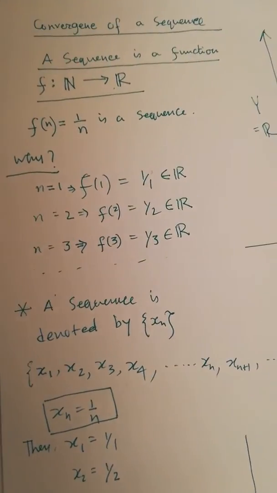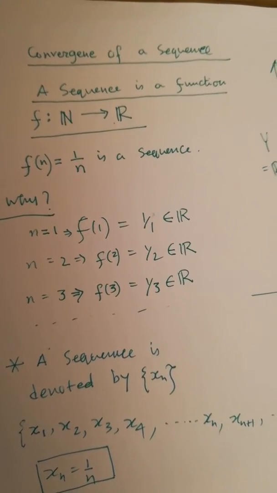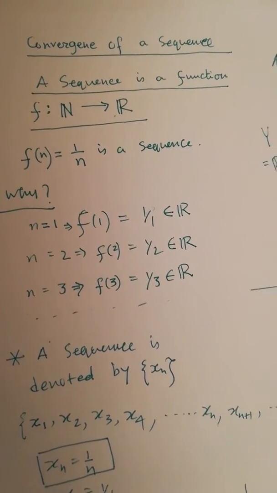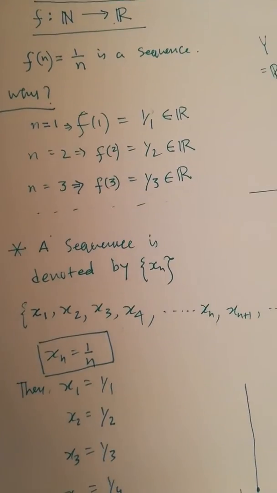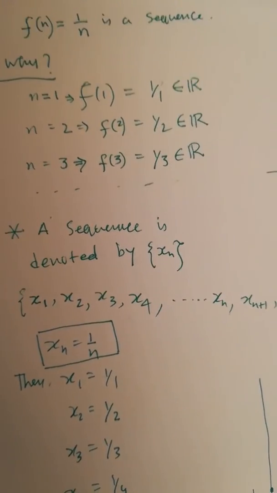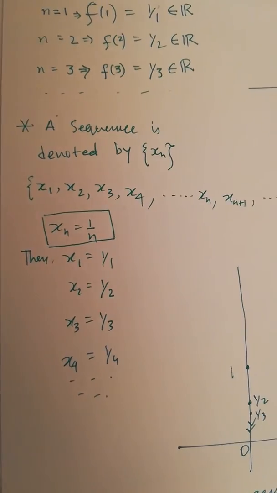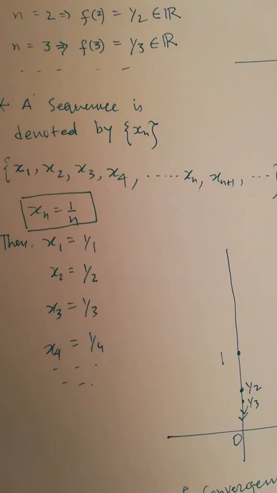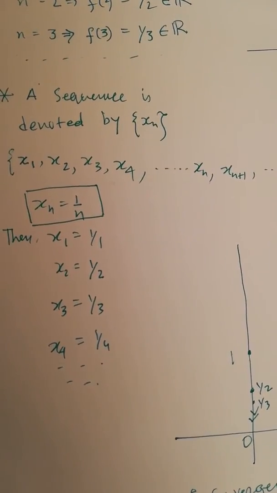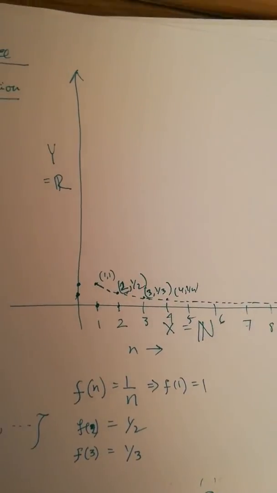The easiest and most discussed sequence is 1 by n, which I have just explained. Generally a sequence is denoted by xn: x1, x2, x3, dot dot dot, xn. For example, for the sequence xn equal to 1 by n, what is the first term? 1 by 1. The second term? 1 by 2. The third term? 1 by 3. The fourth term? 1 by 4.